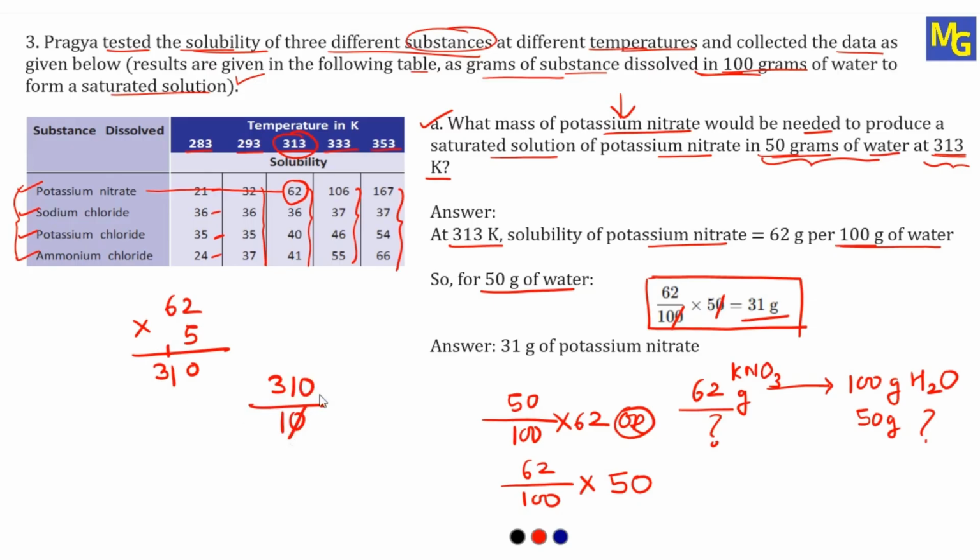Now 0 cancels, 0 cancels. What is remaining? 31. So therefore 31 gram. This is the answer. So how much potassium nitrate do we have to weigh? We have to weigh 31 gram of potassium nitrate in 50 gram of water to get a saturated solution. I hope you understand this solution of question A. Now I'll move to the next question.